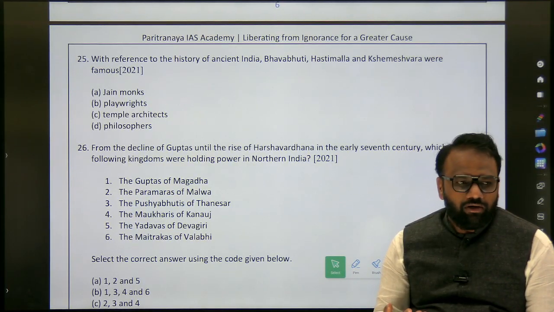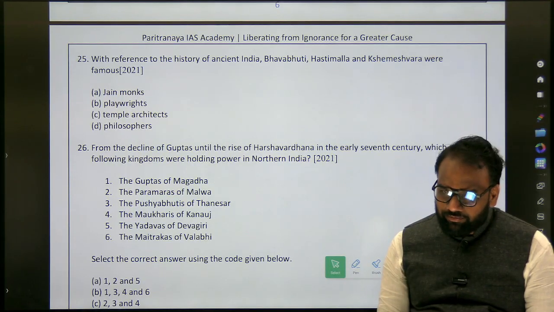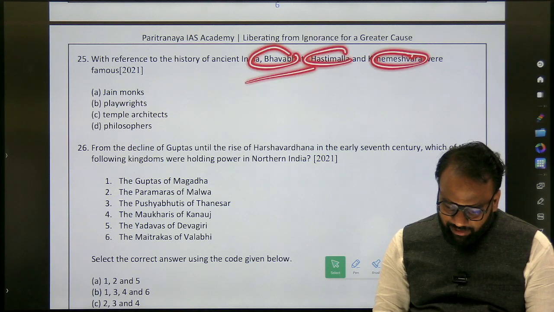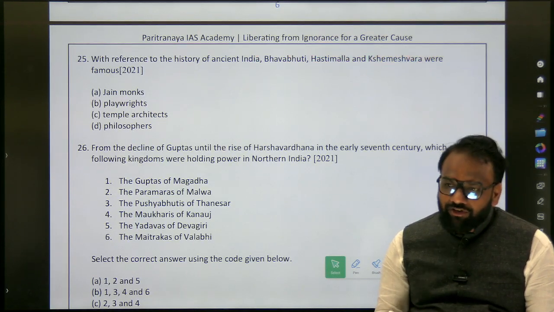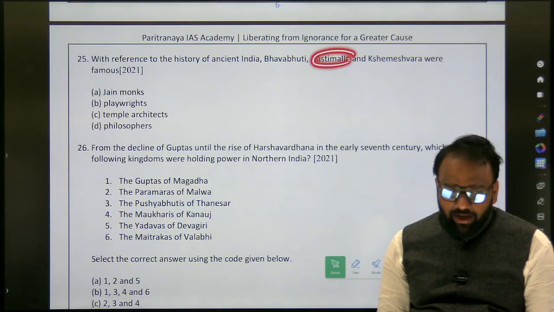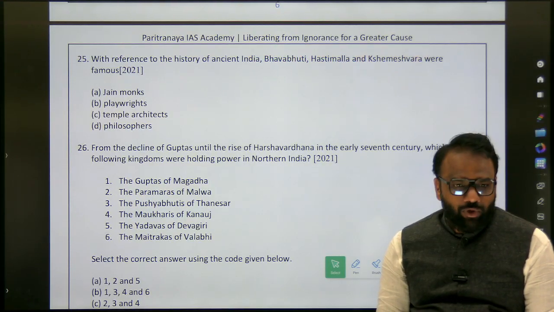From this question, what kind of dimensions can we develop? Now Bhavabhuti, Hastimala, Kshemeshwara, they were famous playwrights. It means which are the plays written by Bhavabhuti, at least the famous ones? Which are the plays written by Hastimala? Which are the famous plays written by Kshemeshwara? So what you will do? You will try to compile.